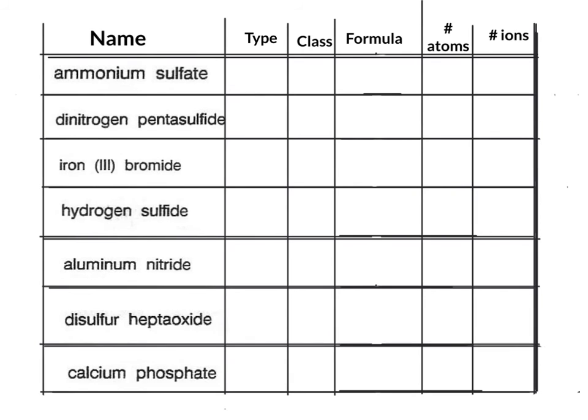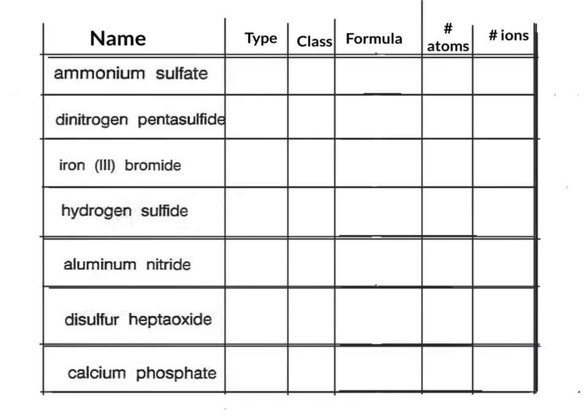So we have sulfur as our first element, 2 as a subscript, oxide, and then there's 7 of those, so we have oxygen. So our formula is S2O7. Number of atoms is 9 because we have 2 plus 7, and the number of ions is 0 because this is a molecular compound. And our last one, we have calcium phosphate.